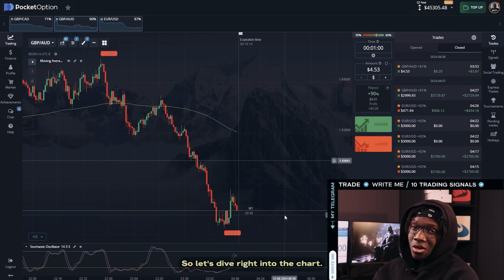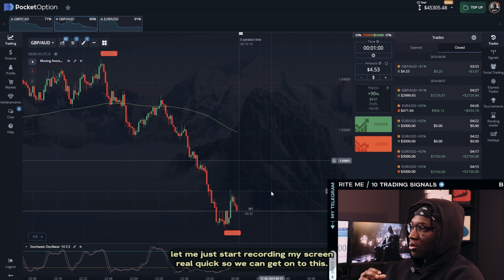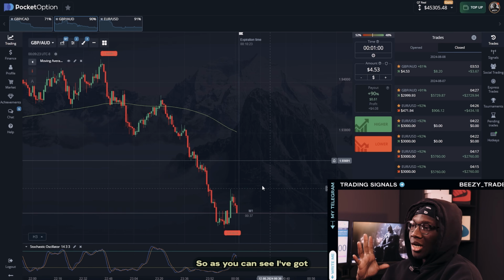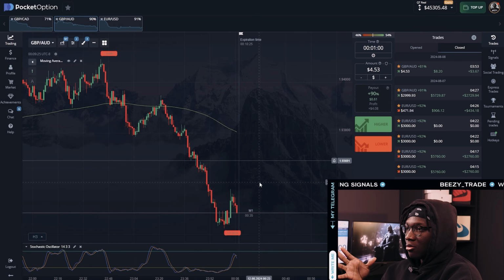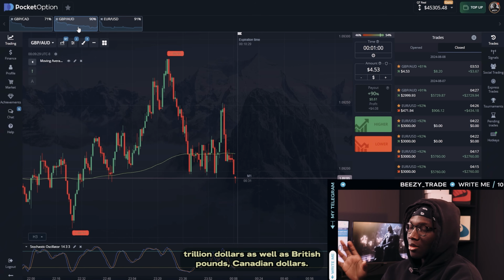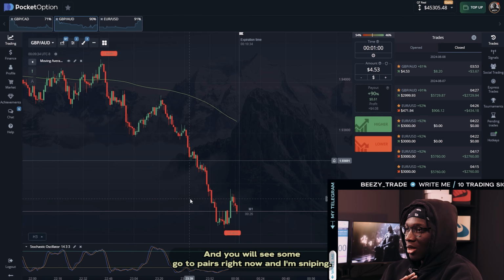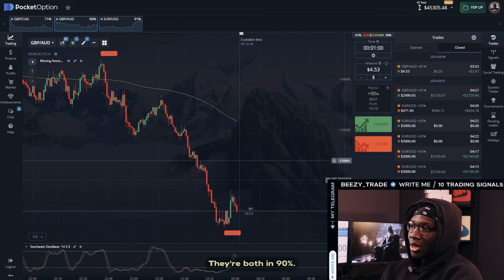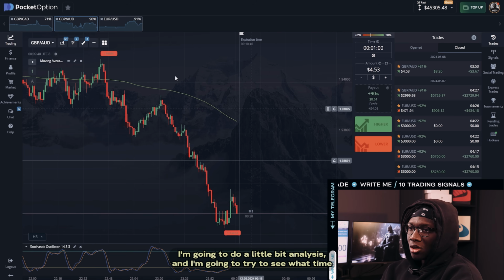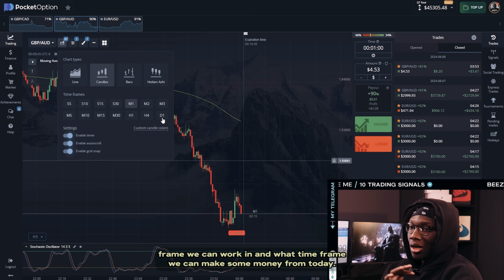So let's dive right into the chart. Let me just start recording my screen real quick so we can get onto this. As you can see, I've got GBP Australian dollars, as well as British pounds, Canadian dollars, and Euro USD. These are my go-to pairs right now, and I'm sniping. They're both at 90%. But looking at the market for a minute, I'm going to do a little bit of analysis, and we're going to try to see what time frame we can work in and what time frame we can make some money from today.